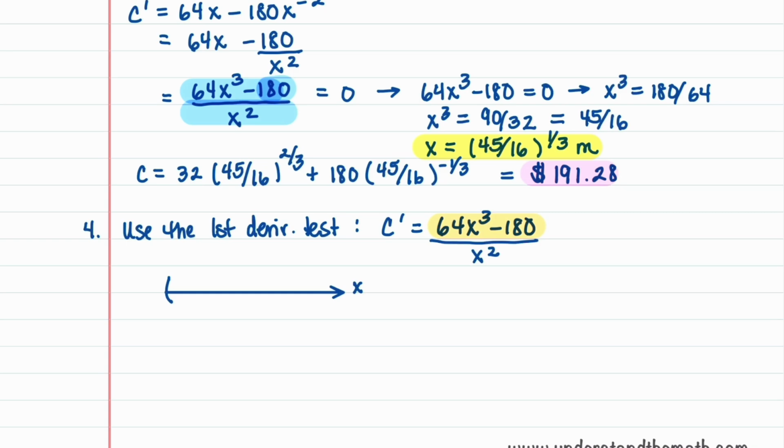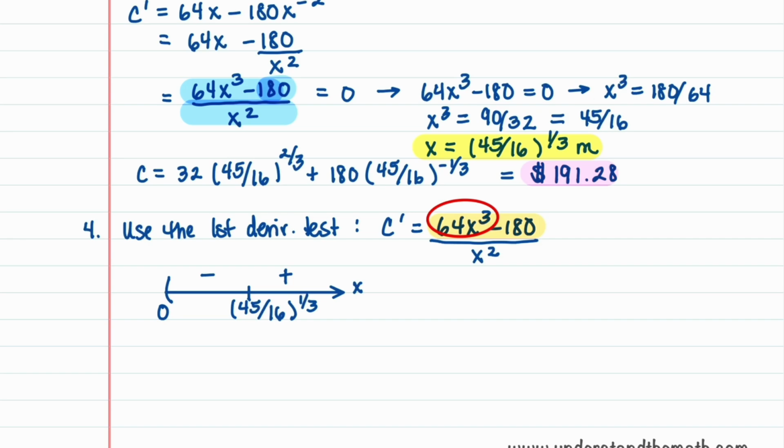We'll indicate that we have an open interval starting at 0, and let's put our critical point. It is 45 over 16 to the 1/3. At our critical point, the function that I highlighted in orange is equal to 0. So to the right of that critical point, we're really just concerned about our leading term, which is x cubed, and it is positive. So we know that C prime is going to be positive in this region, and then it's going to be negative in that region.